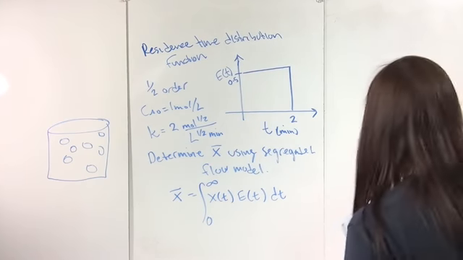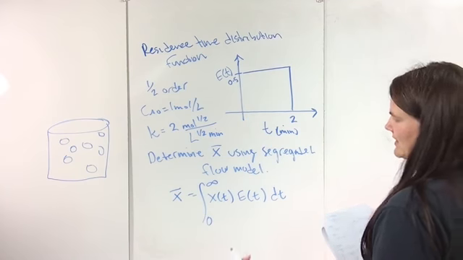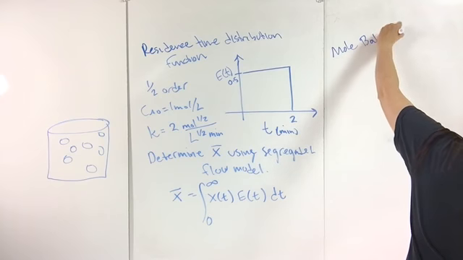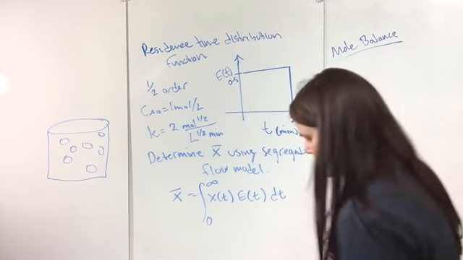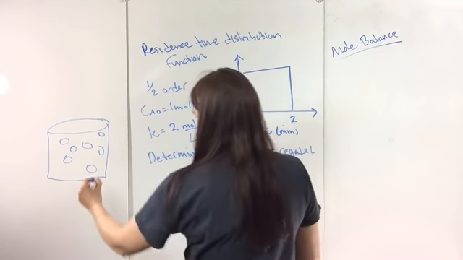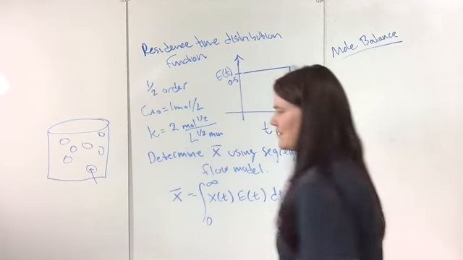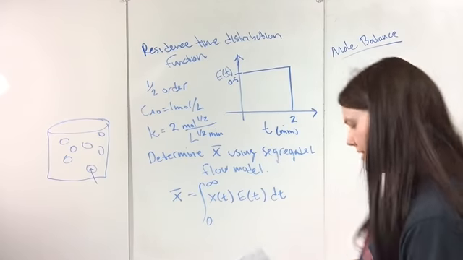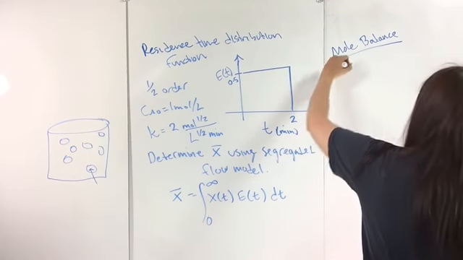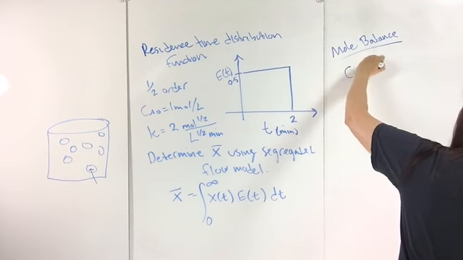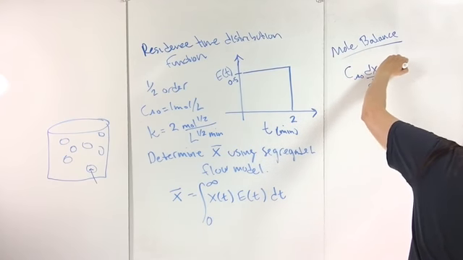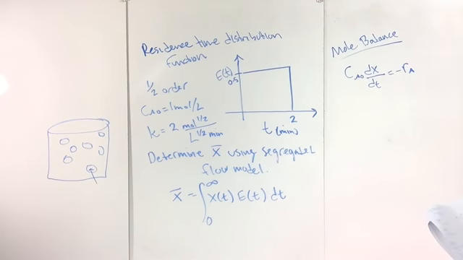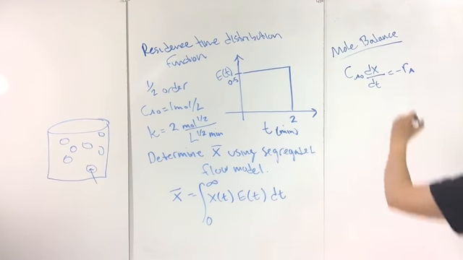And so anyway, the first thing we want to do on this is a mole balance, assuming that this is a batch reactor. Remember, just look at it like this. We're looking at just that, and we're saying, okay, this is a batch reactor because there's nothing going in or out of it. And so the mole balance, we have Ca naught dx dt is equal to minus Ra. And this is assuming constant volume.